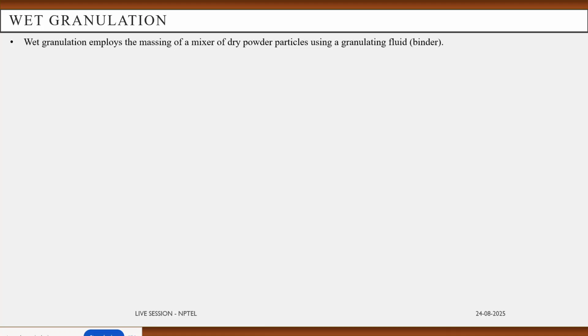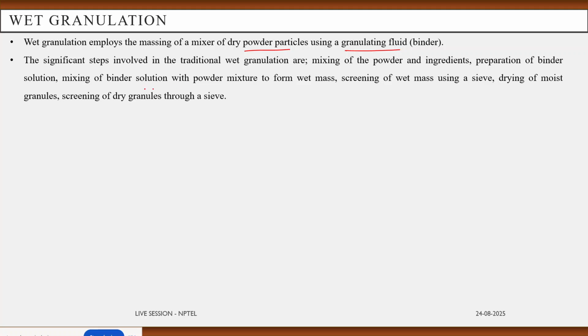So wet granulation employs the massing of a mixture of dry powder particles using a granulating fluid, that is binder. The significant steps involved in the traditional wet granulation process are mixing of powder and other ingredients, preparation of binder solution, mixing of binder solution with the powder mixture to form wet mass, then screening of that wet mass using a sieve, then drying of the moist granules, then screening of the dry granules through a sieve for the product.